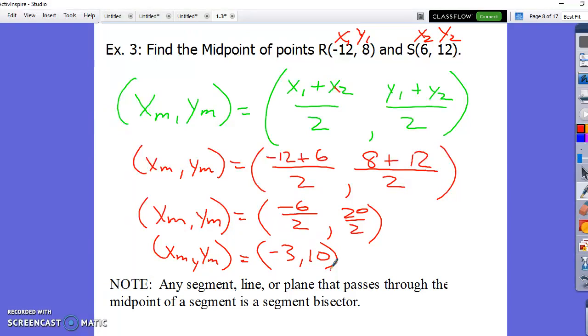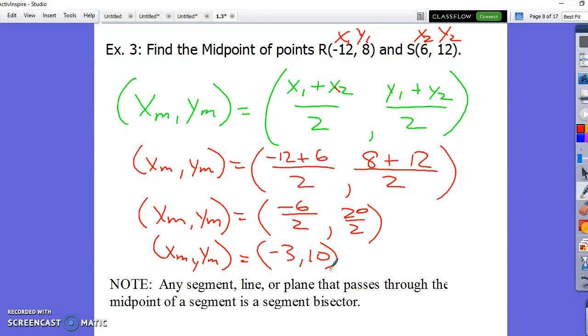Right. Actually, segment RS. Can't have a midpoint of a line. Can't have a midpoint of something that goes on infinitely. Correct? All right. Are we good with that? All right.